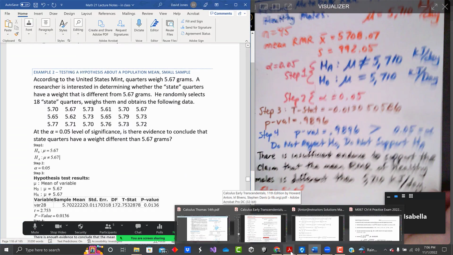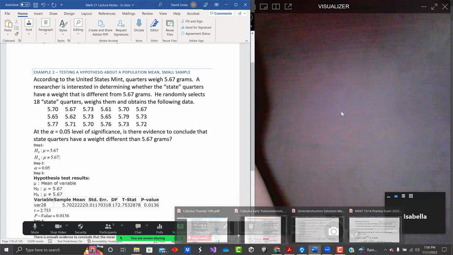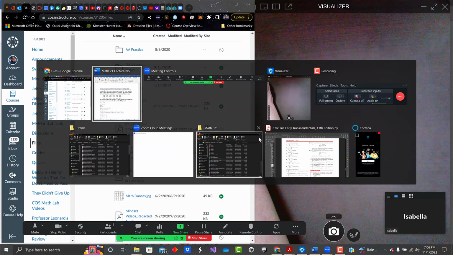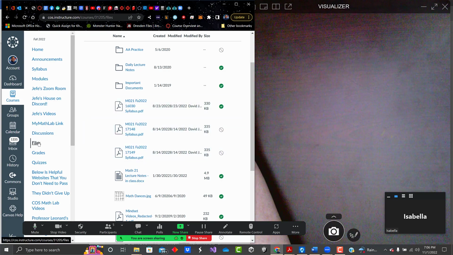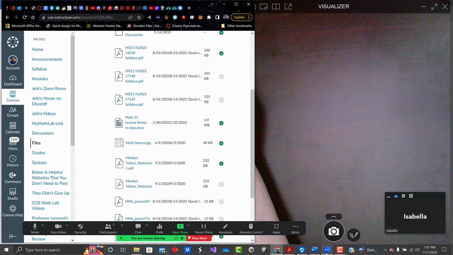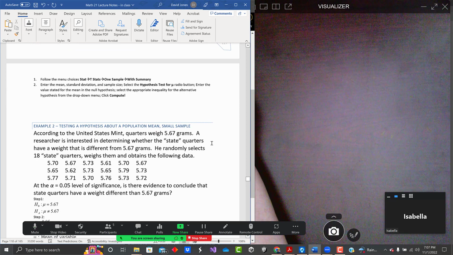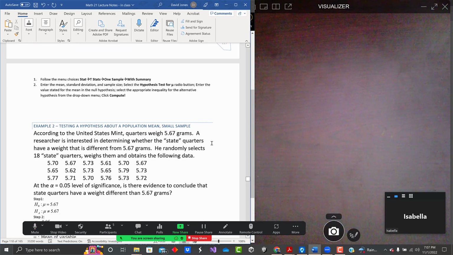All right, let's take a look at the next one. Wait, you said it was located on the left side, right? You have to go through files. Yeah, you click on files and just scroll down until you get to Math 21 lecture notes. Got it? Okay, good. The next problem we're doing is on page 118.